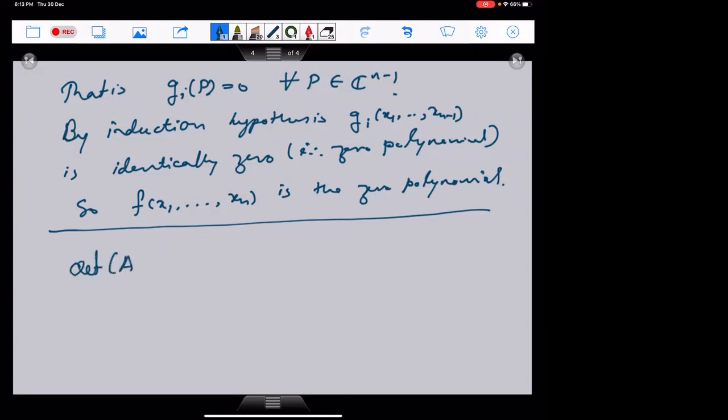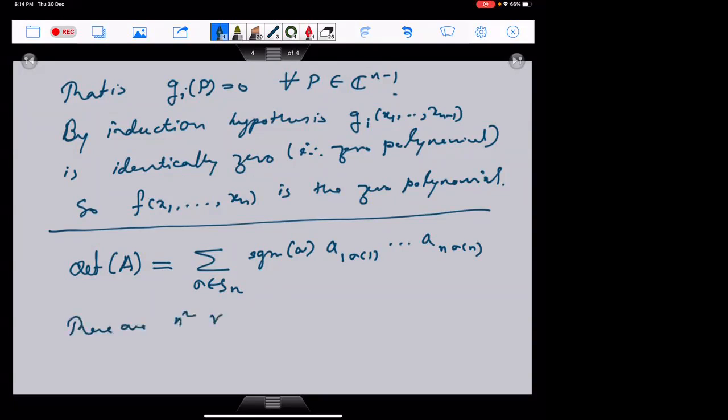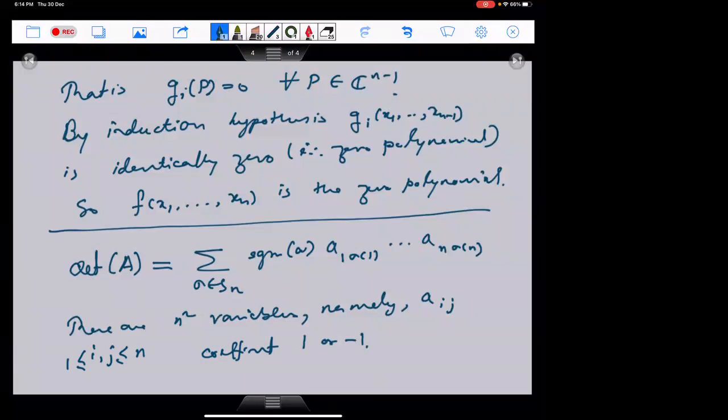Now, the determinant of a matrix, how did we know that this is something like signature, some sign is going to come, then a1 sigma(1), like this, up to an sigma(n). Am I right? Something like this is true. So how many variables are there? There are n squared variables, namely aij, these are entries, and i and j are varying from 1 to n. Now, what are the coefficients? 1 or minus 1. Right.